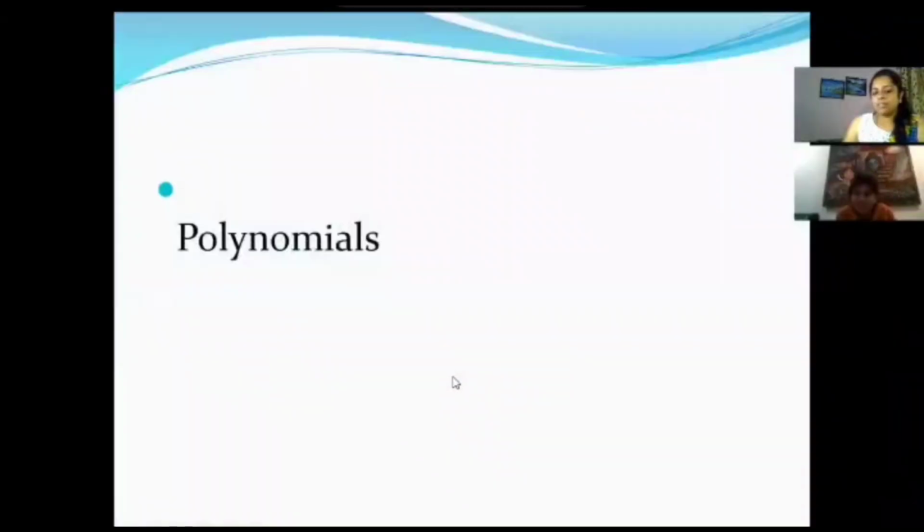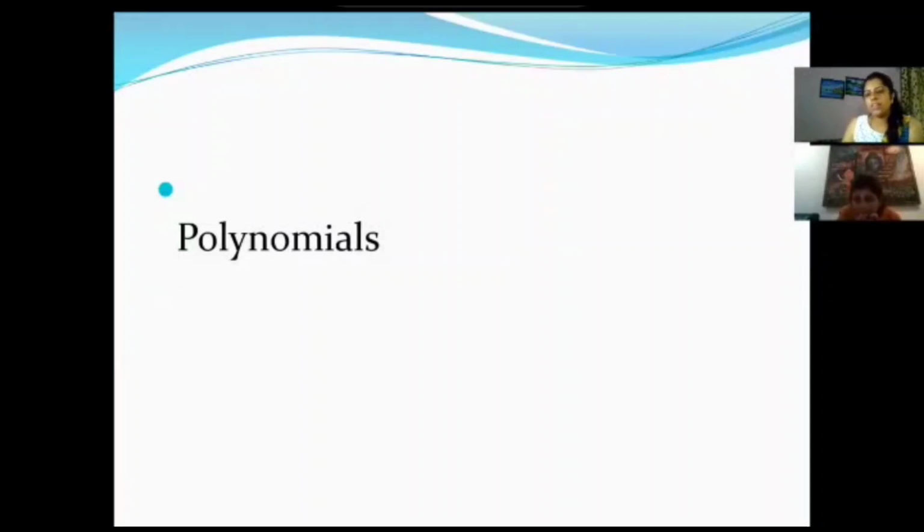Today I'll be starting with the topic polynomials. So before starting with the topic polynomials, let's talk about like terms and unlike terms. As you already studied in your previous classes, what are like terms? What are unlike terms? Like terms are the terms in which the variables are the same and the degrees are also the same. In the case of unlike terms, even though the variables are the same, the degrees are different.